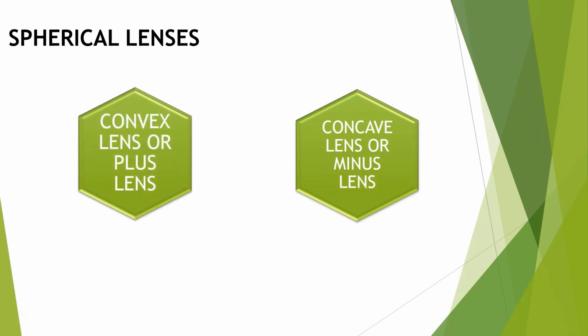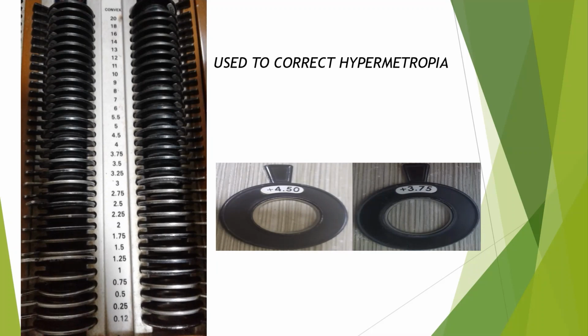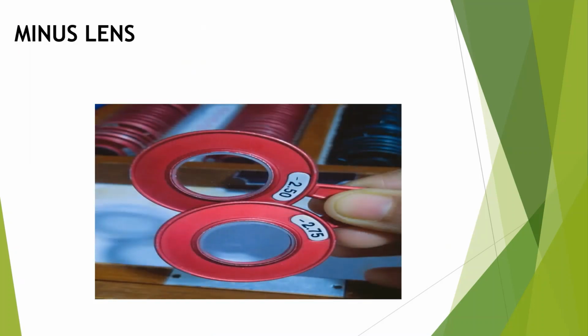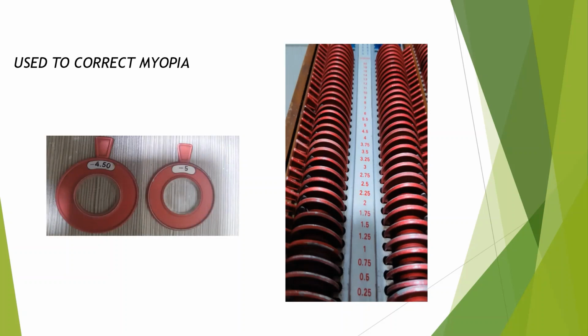Spherical lenses. These lenses focus light on a single point. These lenses have same power in all meridians. Plus lenses are used for the correction of farsightedness or hypermetropia. These lenses converge the incoming light, whereas minus lenses are used for the correction of nearsightedness or myopia. These lenses diverge the light before entering the eyes.